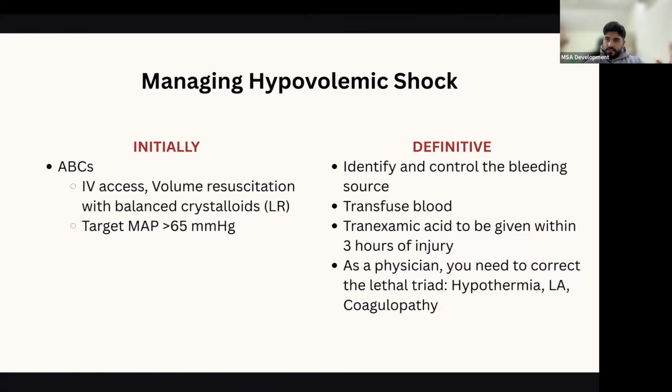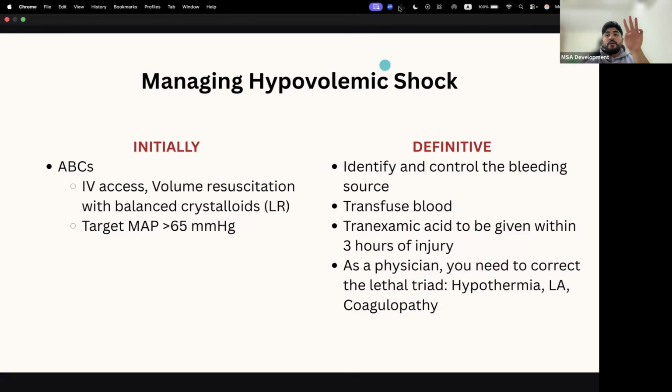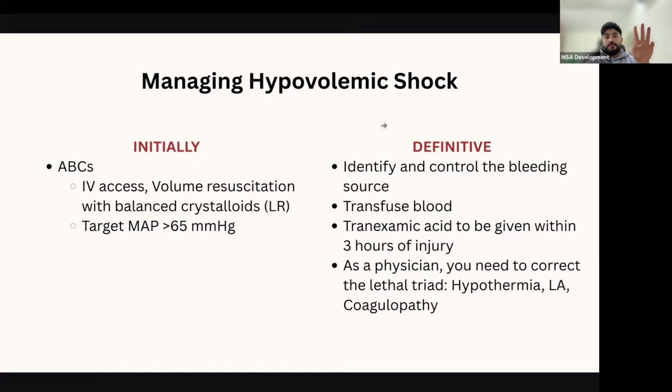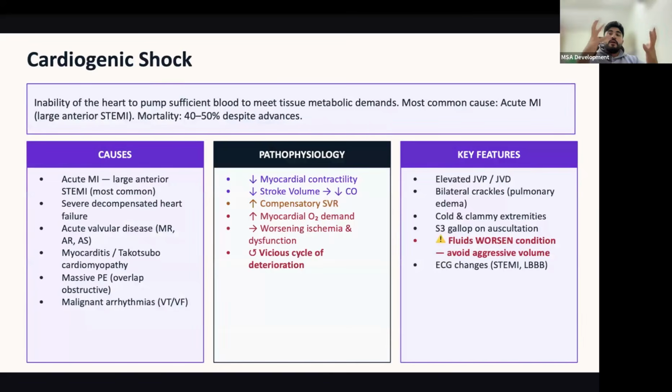Because, when you're losing blood and you can have some sort of stasis, the patient can start developing clots. So that's also something you need to keep in mind. So hypothermia, lactic acidosis, and coagulopathy. This is what fears any physician when it comes to hypovolemic shock. Then we have the cardiogenic shock, which I just mentioned. Your heart fails to pump enough blood to meet the tissue metabolic demands. Most common cause is your acute MI.